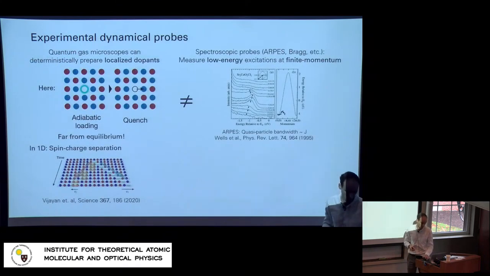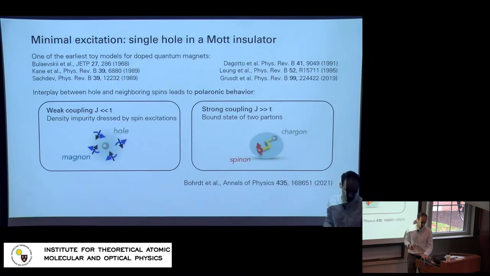Matthias, it's J, I think it's the other way around, right? Strong and weak coupling. Okay, yeah, sorry.